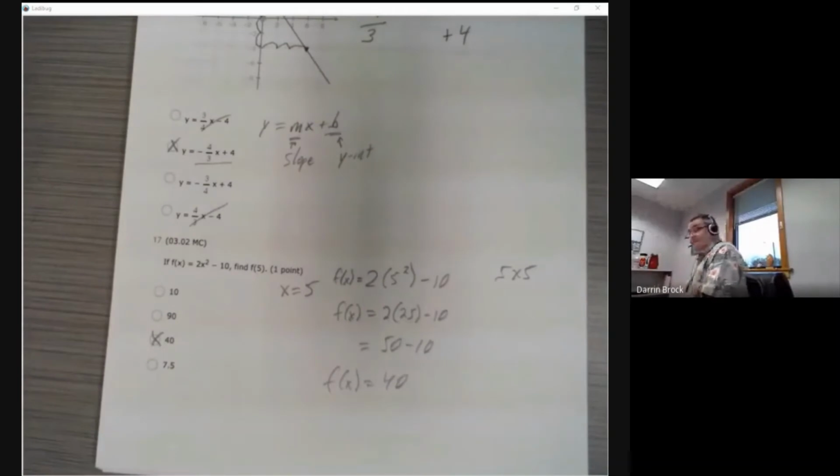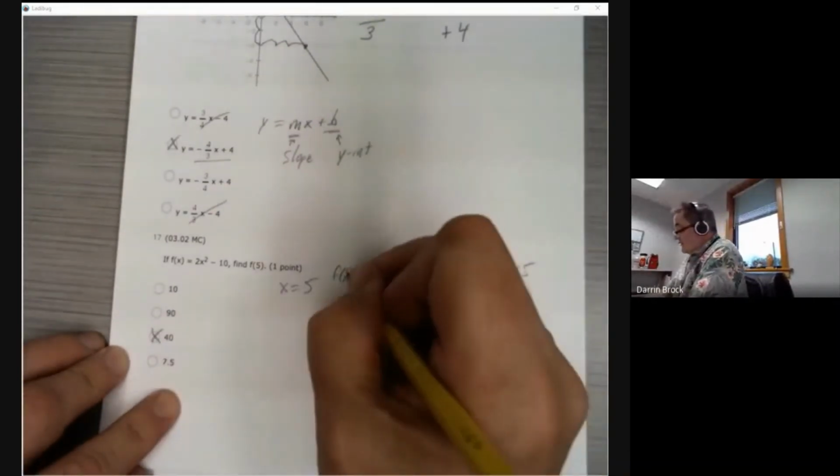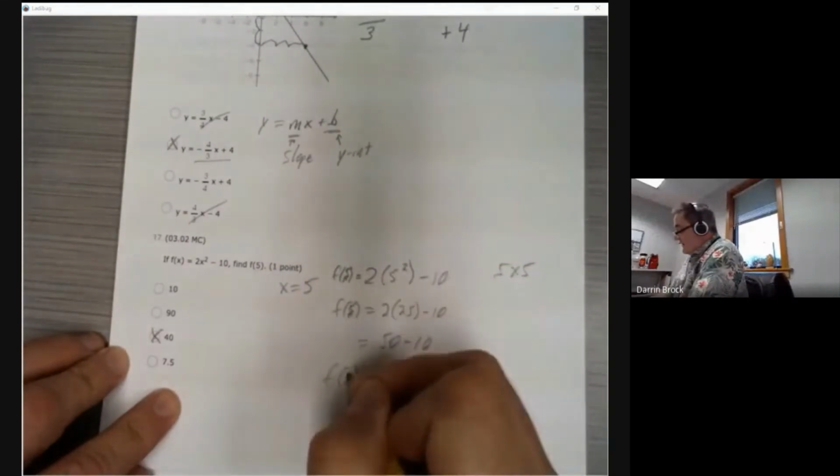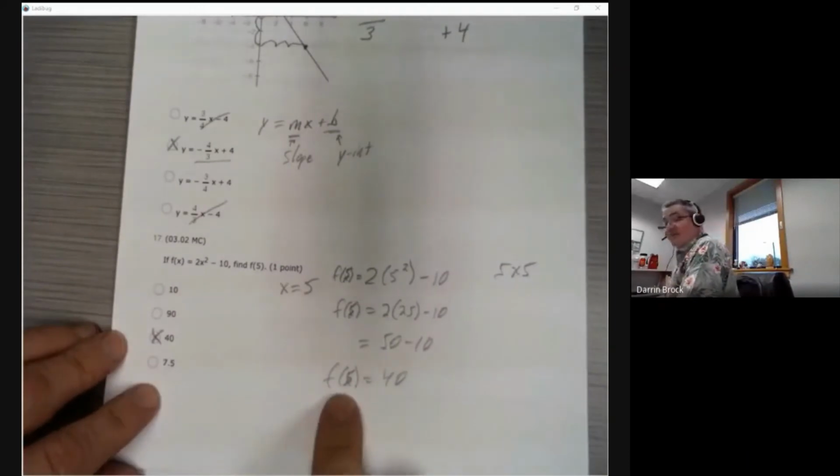Right there. So f of 5, sorry, that's not f of x, let's make it f of 5. F of 5 equals 40. F of x could be anything depending on what x is, but f of 5 equals 40.